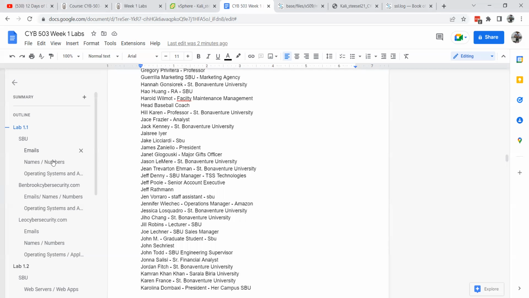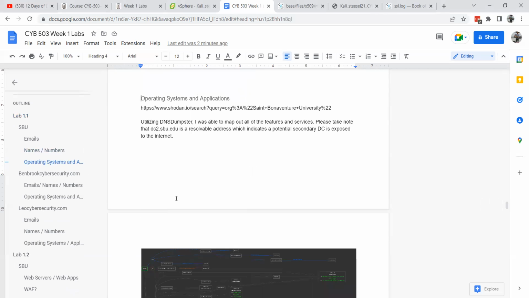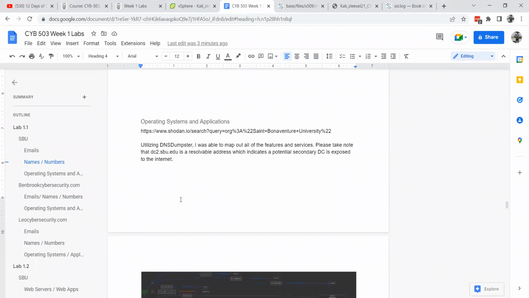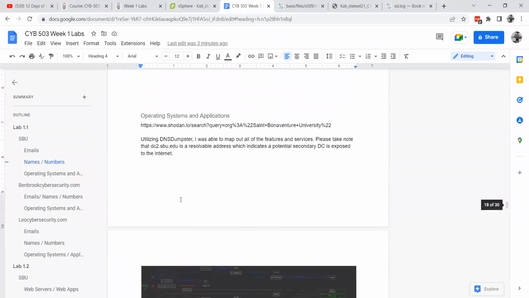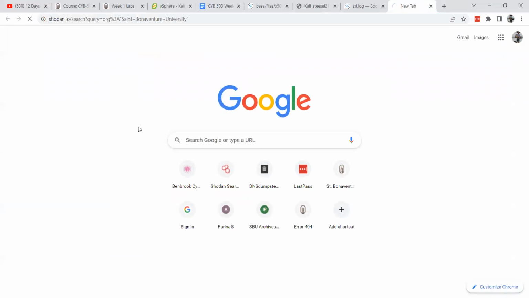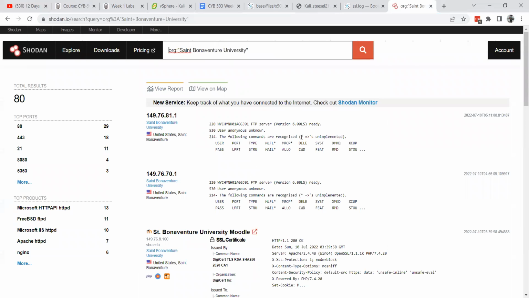Okay, it keeps going. For operating systems, this is where it got a little interesting. So I utilized DNSDumpster as well as Shodan just because those are what I'm familiar with. Shodan returned a good amount of information on St. Bonaventure University. I found that there were 80 public IP addresses exposed with open ports ranging from FTP to web server to other miscellaneous ports.